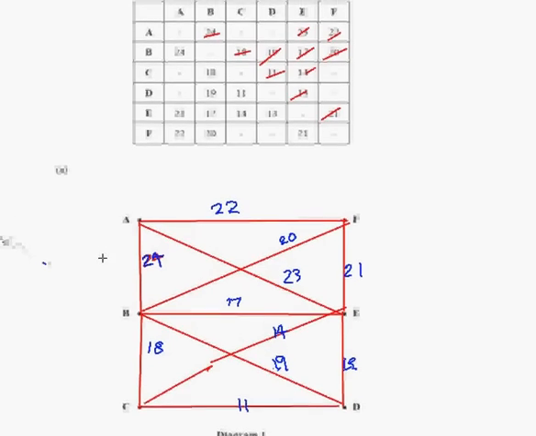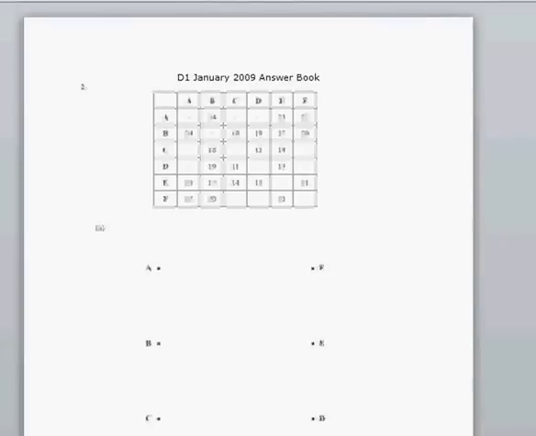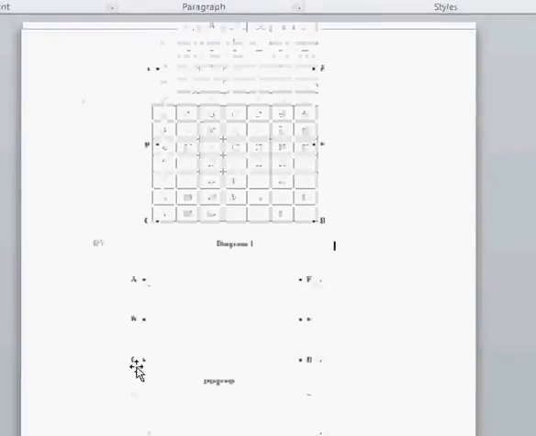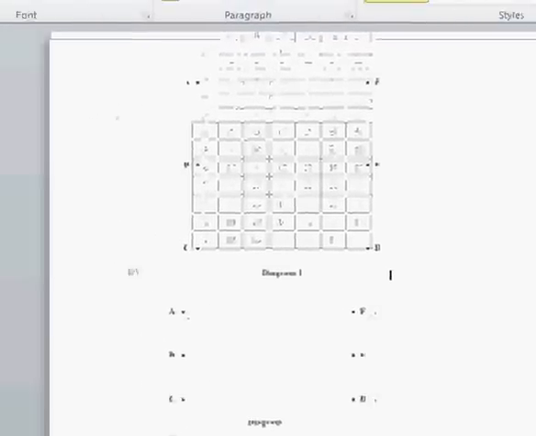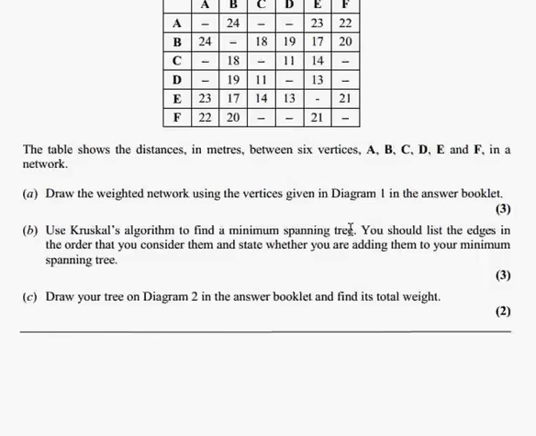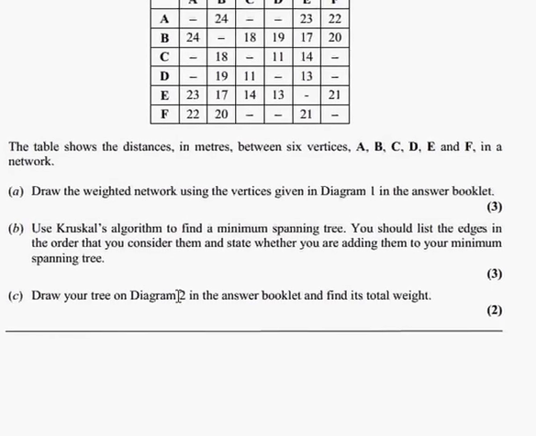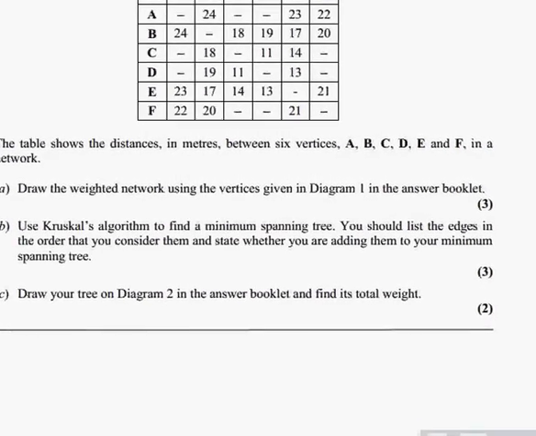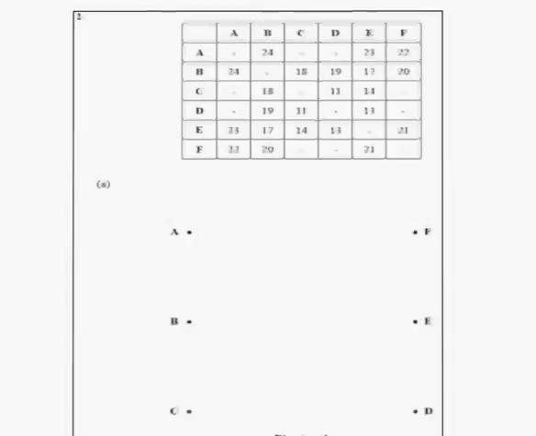Let's have a look at the second part. In your answer booklet you're given a second diagram down here, and you're supposed to use Kruskal's algorithm to find a minimum spanning tree, and later in part C we're going to draw that tree on this second diagram. So for the sake of making things easier, I'm going to draw it on the first diagram, but you would obviously do it on the second one in your answer booklet in the actual exam. So let's have a look. How can we get this minimum spanning tree?